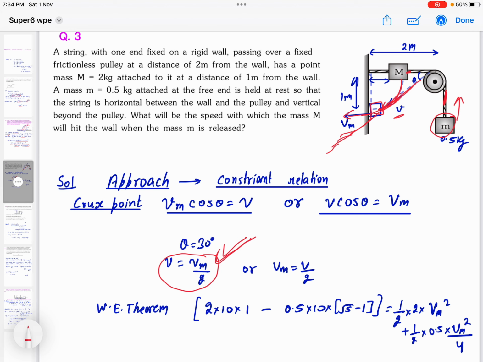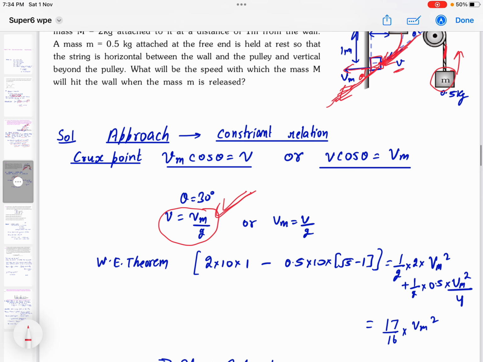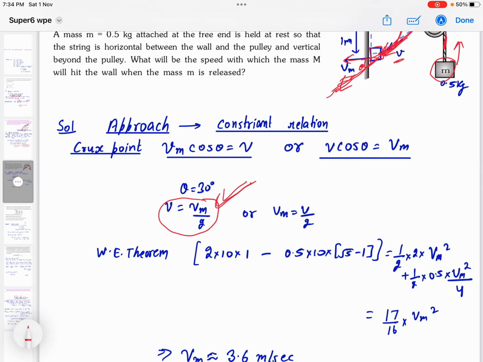Right, beta? V is equal to Vm by 2 means the component of velocity of the block in the direction of the string should be balanced by the velocity of the string. Okay. So here we should not make any error. Otherwise the question is simple only.